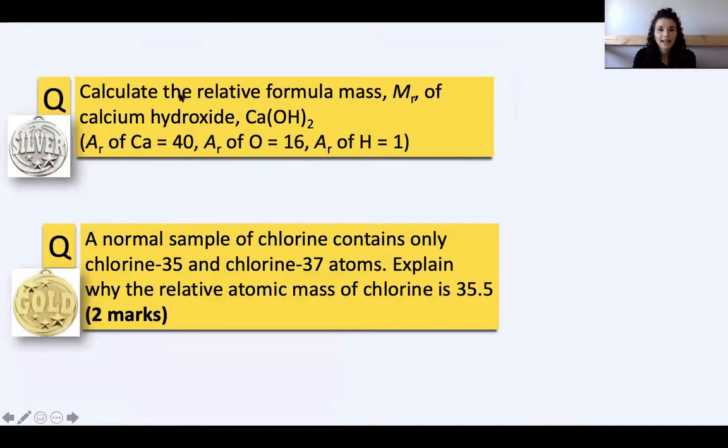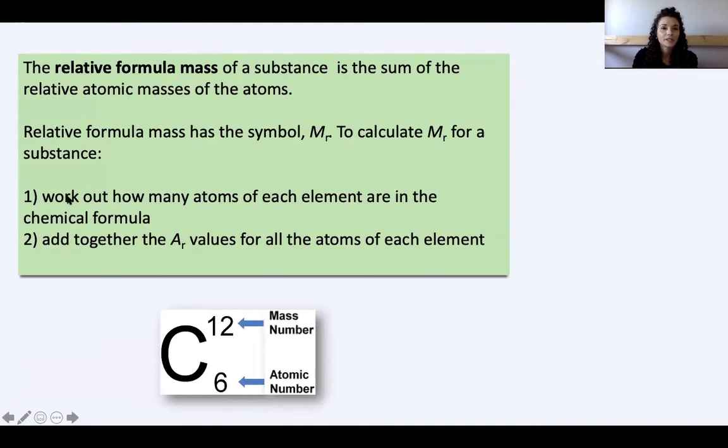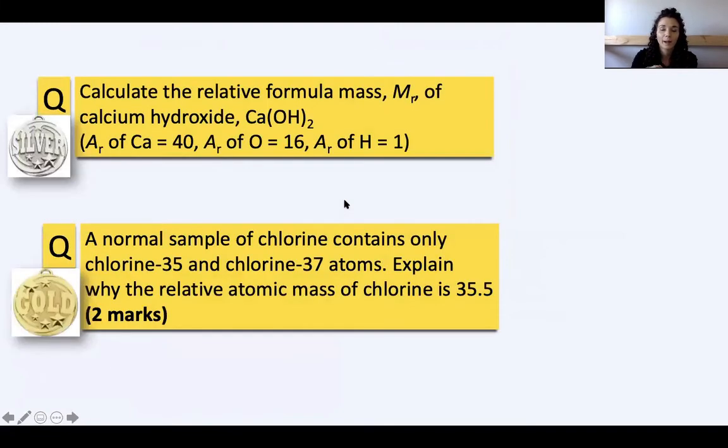So this question says, calculate the relative formula mass of calcium hydroxide. And it's giving you the formula of a molecule of calcium hydroxide there. So remember, the first thing that we do is work out how many atoms of each element are in the chemical formula. So let's have a go at that.